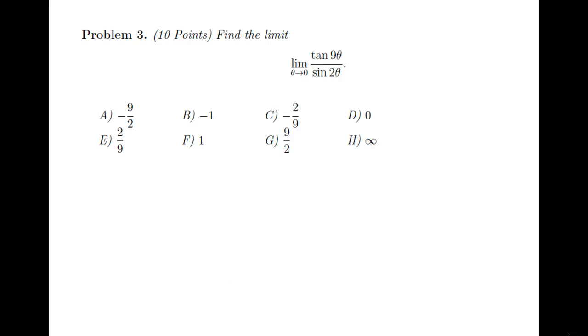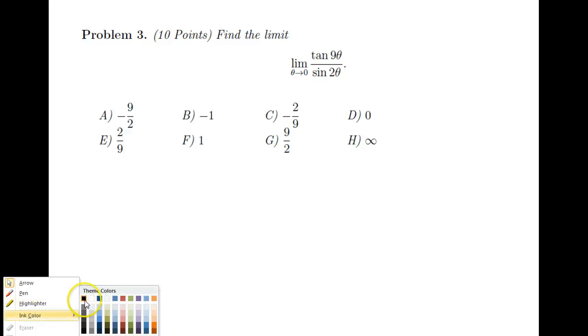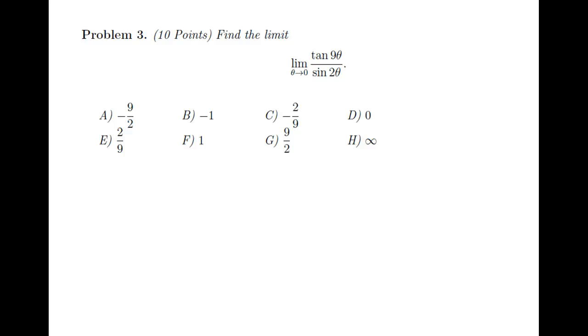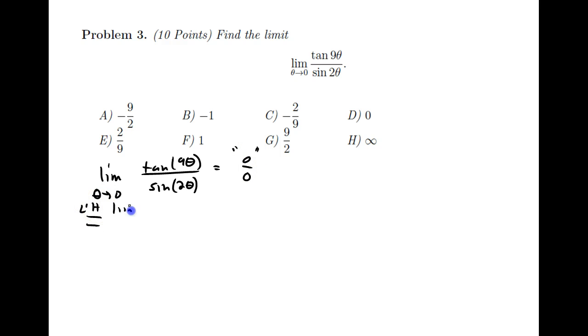So we have 0 over 0. Tangent of 0 is 0. Sine of 0 is 0. So what does this get you? One time through, it gives you secant squared of 9 theta times 9, over cosine of 2 theta times 2. L'Hopital's rule: derivative at the top, derivative at the bottom. Chain rule.